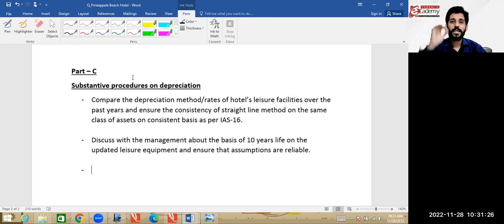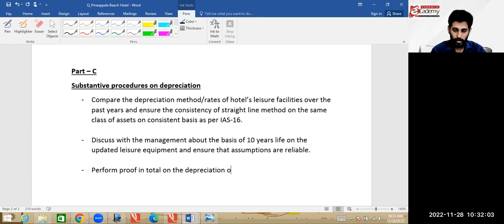So now the proof in total is that you will have to develop the expected figure. Since it is a proof in total, you will be calculating the depreciation on the updated leisure equipment and comparing it with the actual. So you will have to write: perform proof in total on depreciation by calculating the depreciation.